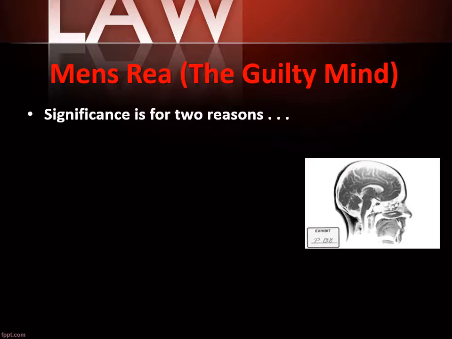The other reason why we have to make the differentiation in the guilty mind is because the penalties are far different for each category, okay? Some categories you get slapped, well, more than slapped on the wrist, 1 to 5 years, okay? Others, life imprisonment without the possibility of parole or capital punishment, okay? So we have to make a distinction in the guilty mind so that we can apply the correct penalties.